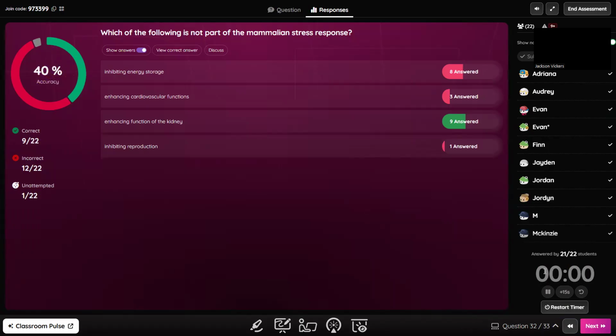So for the stress response, I always thought this was kind of more intuitive. If you're being chased by a bear, there's certain things you would want your body to do, certain things you wouldn't want it to do. Inhibiting energy storage, you wouldn't want to store your energy, right? You want to get rid of it, you want to release it. So that is true. We do inhibit energy storage. We enhance cardiovascular function. We want the heart beating. We want to be breathing well. We don't care about the kidney though. We wouldn't pull over to go pee. So kidney, don't worry about that. But we are also inhibiting reproduction, that sort of thing.